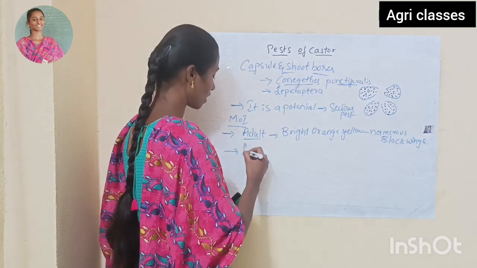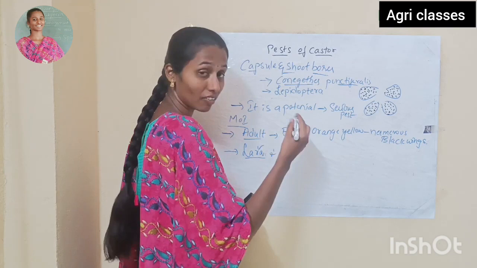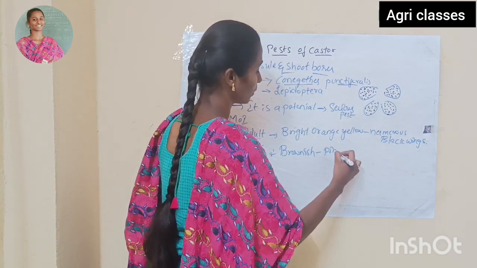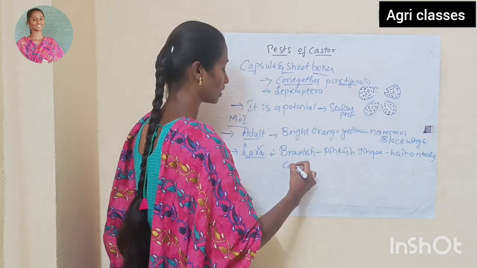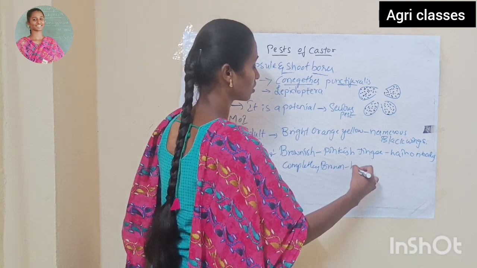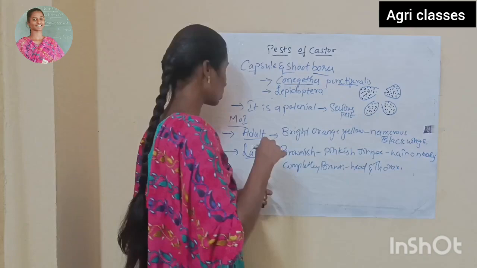And then the larva is brownish color having a pink tinge, and having hairs on the body. And the head and thorax are completely brown color. Okay, so these are the marks of identification.